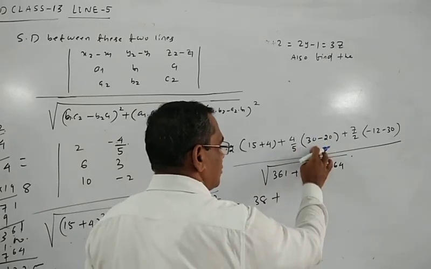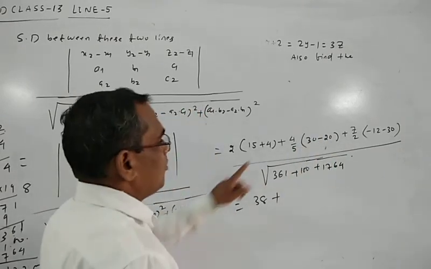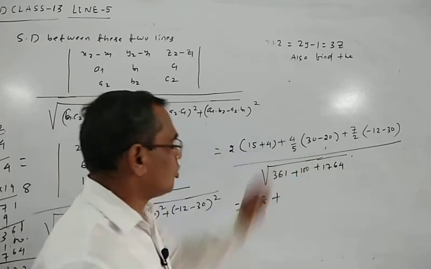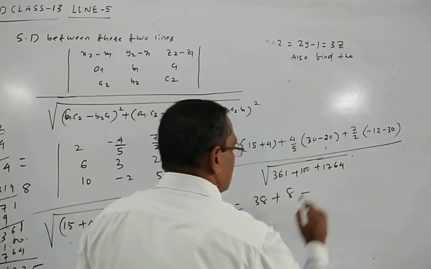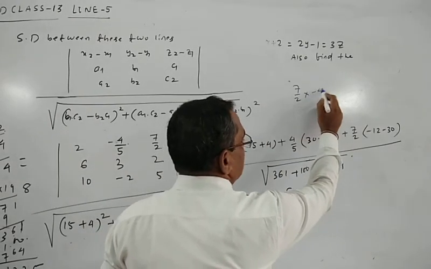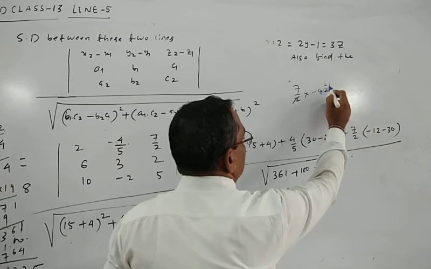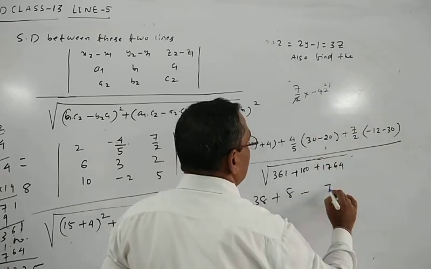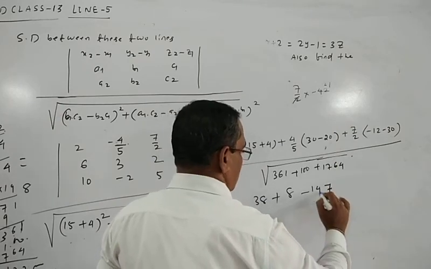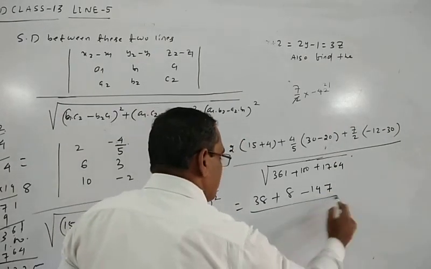Here, 19 into 2 is 38, and 30 minus 20 is 10, so 4 by 5 into 10 is 8, minus 7 by 2 into minus 42, so this is minus 21. So 38 plus 8 is 46, minus 147 by root of n.